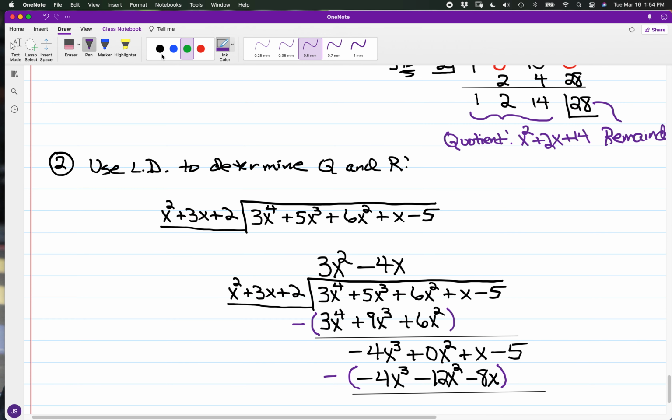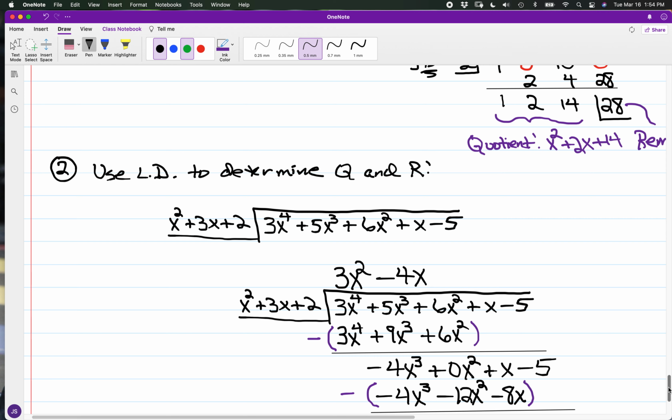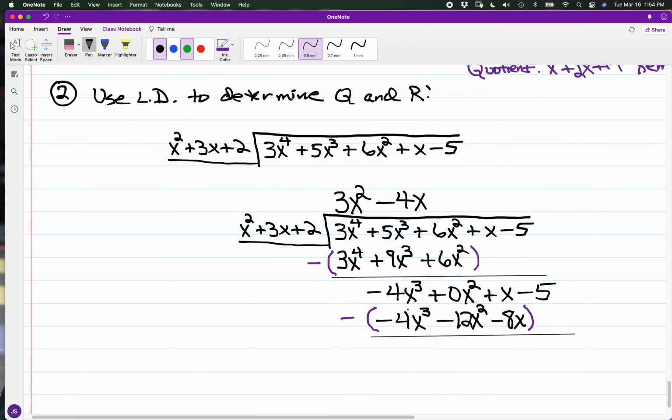Looking at what we have at this stage, we're going to have negative 4x cubed plus 4x cubed. Those will cancel out. And we have 0 minus negative 12x squared, so this will be 0x squared plus 12x squared. So this is going to be 12x squared. And we have x plus 8x, so this will make 9x. And I can bring down the negative 5.